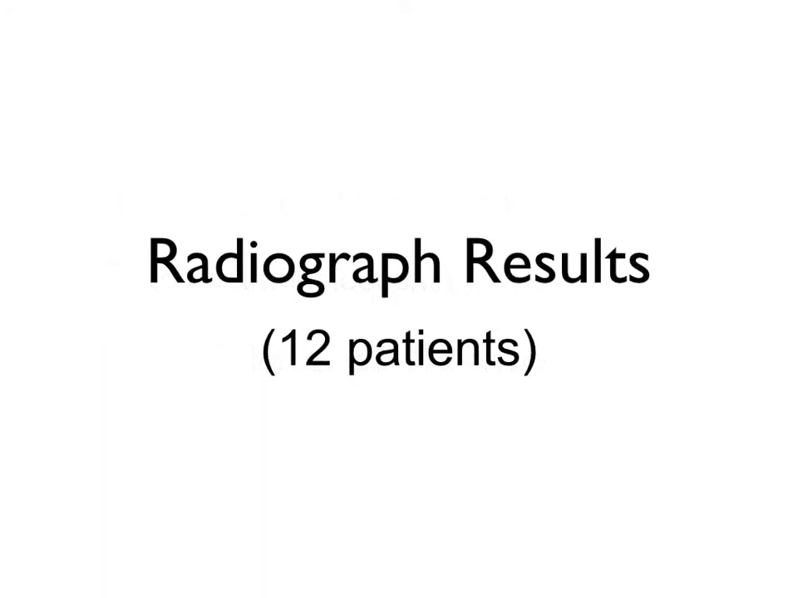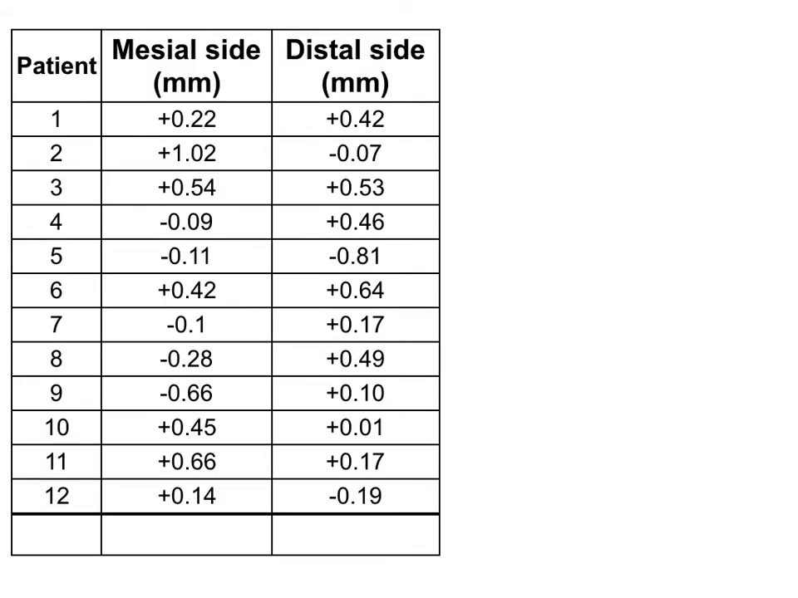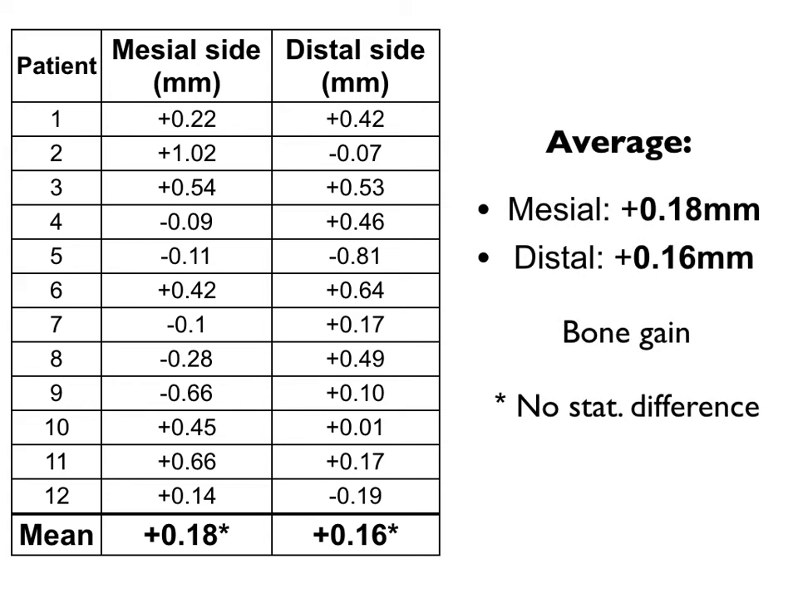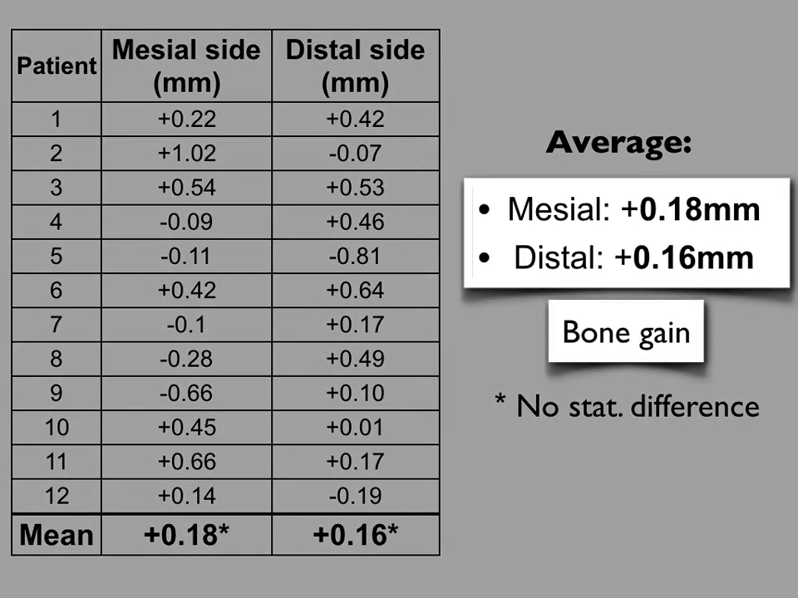The reason that it had stable soft tissue is explained by the radiograph result on the 12 patients that we followed. This is the list of 12 patients, the bone measurement. Plus means there has been bone gain, minus means bone loss. Overall, there was about 0.18 millimeter of bone gain on the mesial side and 0.16 millimeter of bone gain on the distal side. There was no significant difference between the mesial and distal side of the radiographic measurement.